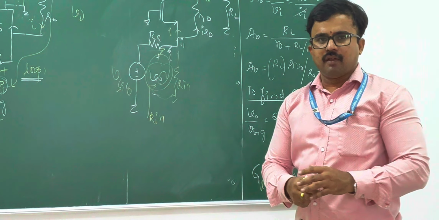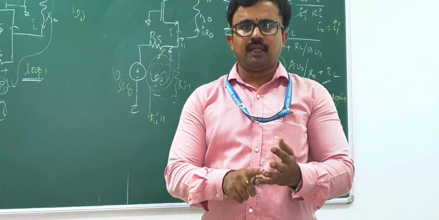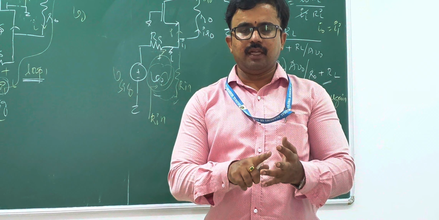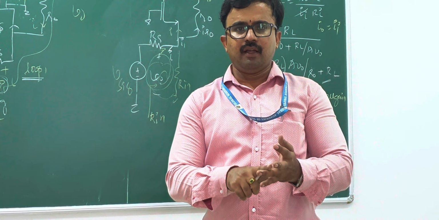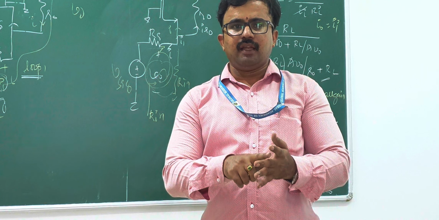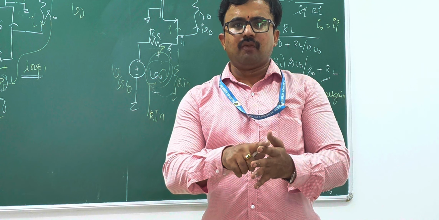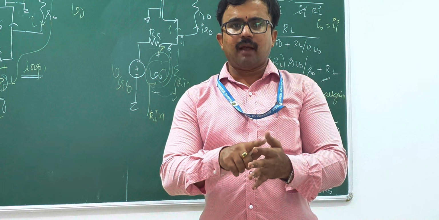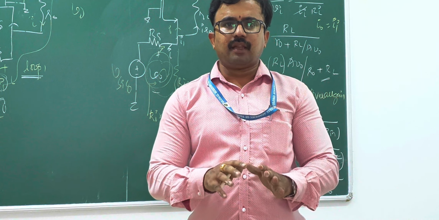So far we have derived the input impedance, the output impedance, the gain of the amplifier when RL is there, and finally the overall voltage gain for the common gate amplifier. Thank you very much.